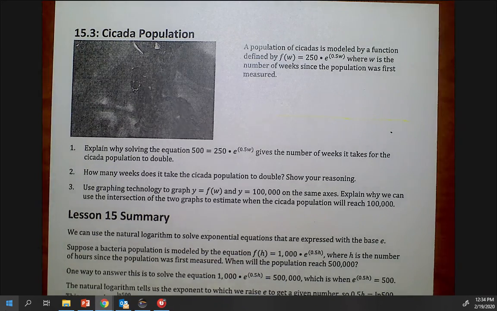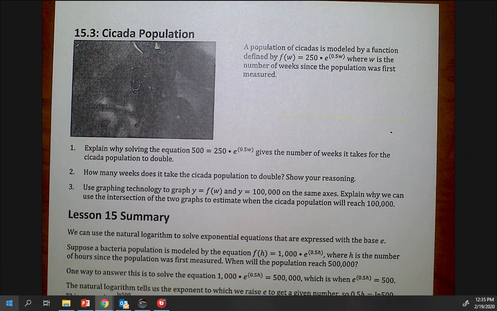Okay. Now, listen. This is where I'm going to abbreviate this set of notes. This is going to be the last type of problem we're going to do. It says that the population of cicadas is modeled by a function defined by f of w equals 250 times e to the 0.5 w, where w is the number of weeks since the population was first measured. Explain why solving the equation gives the number of weeks.